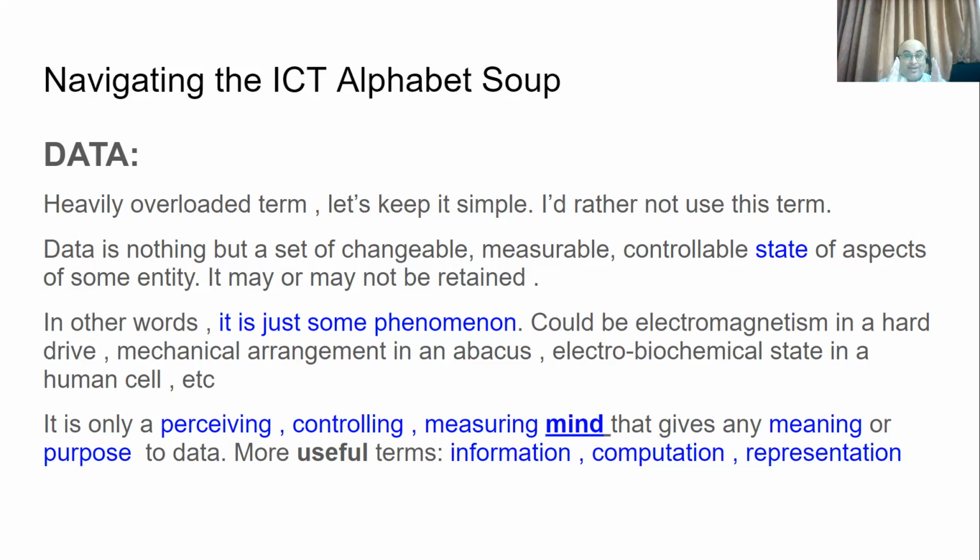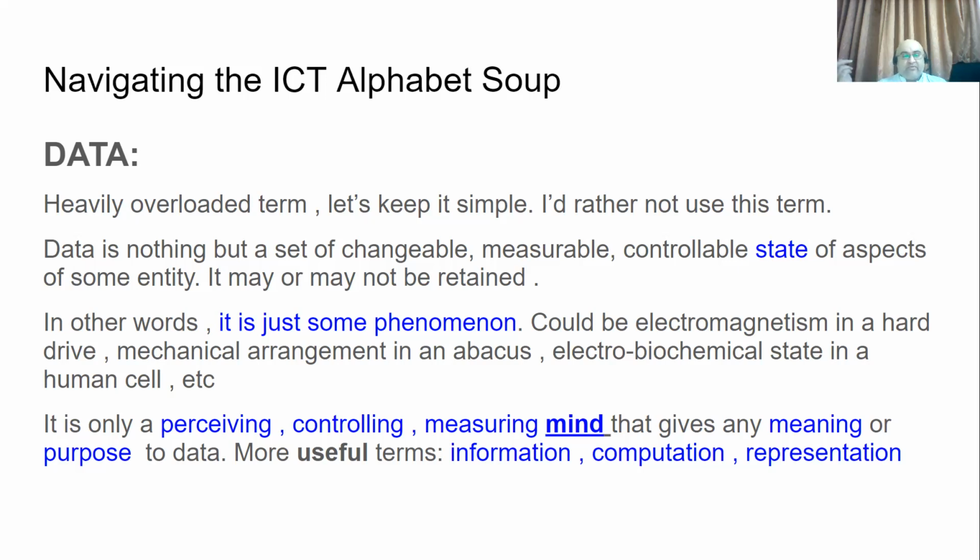with respect to the data, data is a passive thing. That is the most important thing to understand. It does not have to be related to perception. Perception is the real thing that sets everything in motion. Perception is the basis of information, of computation, and really of everything. Data, as opposed to that, it's just a passive thing. It is only a perceiving, controlling, measuring mind that gives any meaning or purpose to data. So we'll see. This will make more sense in a few moments as we move to next slides.